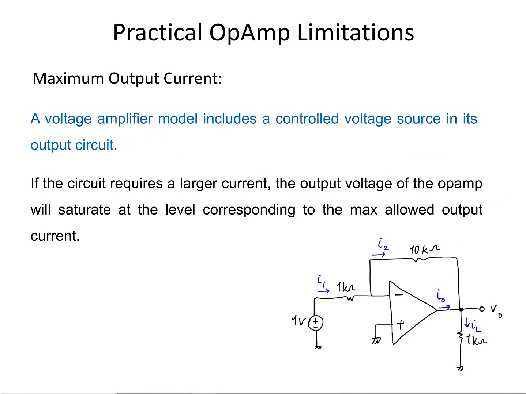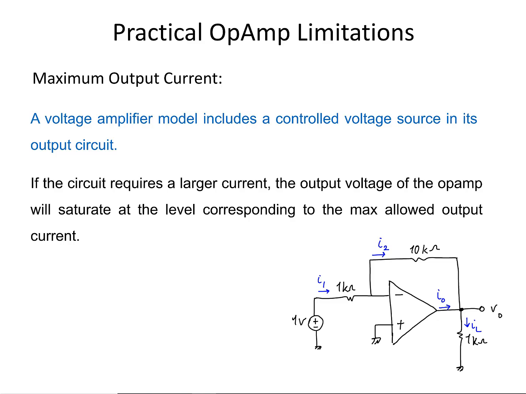The second practical op-amp limitation is the maximum output current that you can get from the op-amp. Now a voltage amplifier model, if you remember, includes a voltage controlled voltage source in the output. Voltage sources generate a constant voltage level at the two output terminals of the voltage source regardless of the choice of the load that you connect to it. Now if you reduce the load resistance value, the voltage source is going to supply a larger current to maintain a constant voltage level at two terminals of the load.